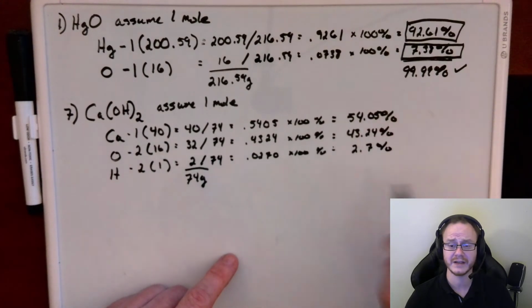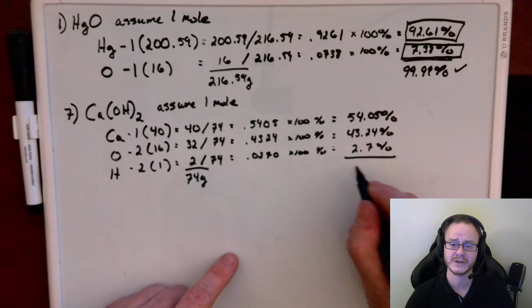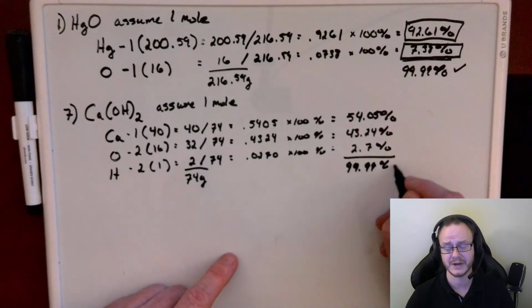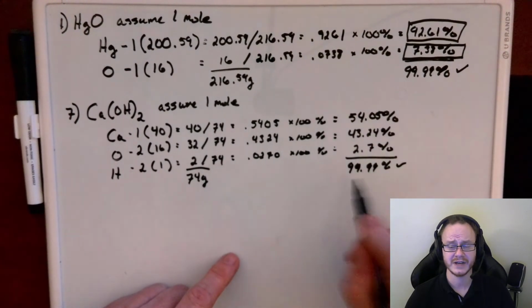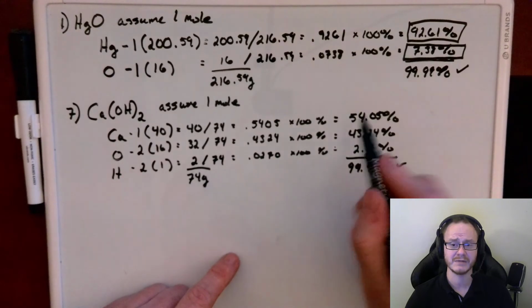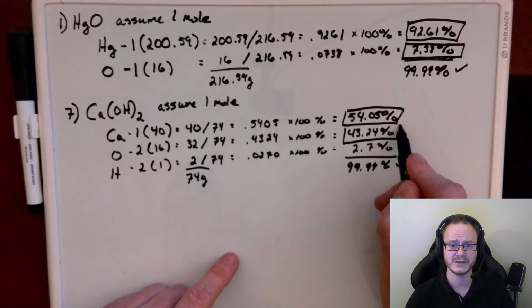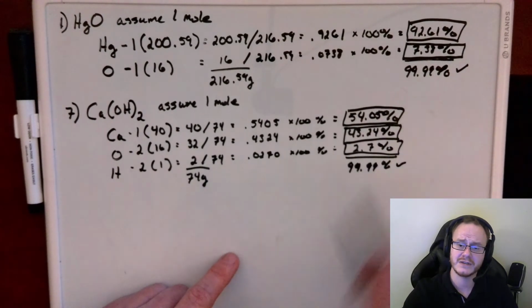These are my final answers. I can do a quick check to make sure they add up to something close to 100%, and these also add up to 99.9%. We did the right thing again. Once again, box my final answers. The 99% is not an answer I'm looking for, it's just a check. So we're going to box calcium, oxygen, and hydrogen's individual percentage. And that's the final answer for number 7.